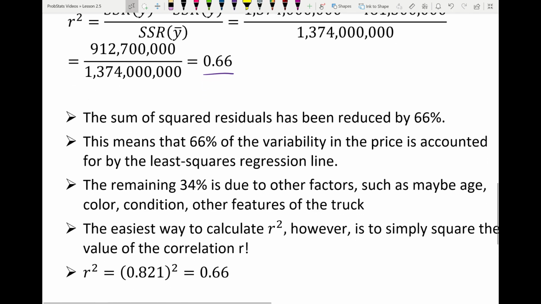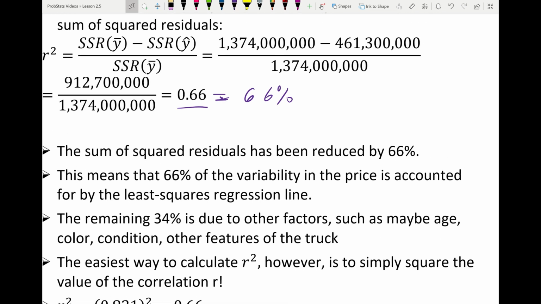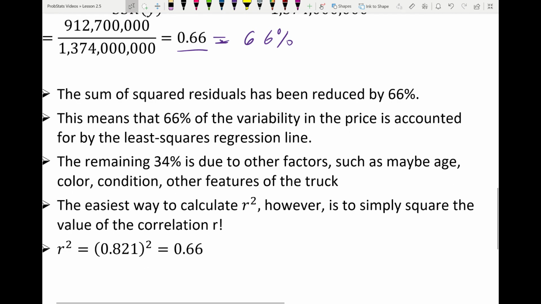So what does that mean? Well, that means that the sum of the squared residuals has been reduced by 66%. If we convert this to a percentage, that's 66%. So the sum of the squared residuals has been reduced by 66% when we go from the Y bar to the Y hat, which is a big difference. This means that 66% of the variability in the price is accounted for by the least squares regression line. That means that least squares regression line reduced all of our variability by 66%.